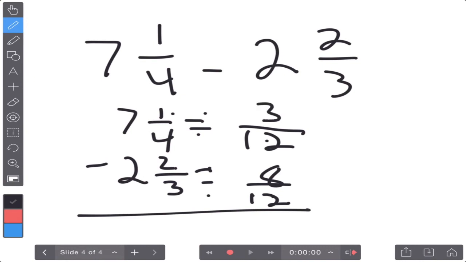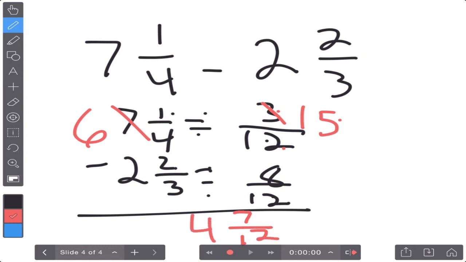3 minus 8 we can't do, so we go to the 7. Make it a 6, and I'm going to add 12 over 12, so all I need to do is cross this out, add 12 plus 3, and I get 15. 15 minus 8 is 7 over 12, and then 6 minus 2 is 4, so it's 4 7/12.